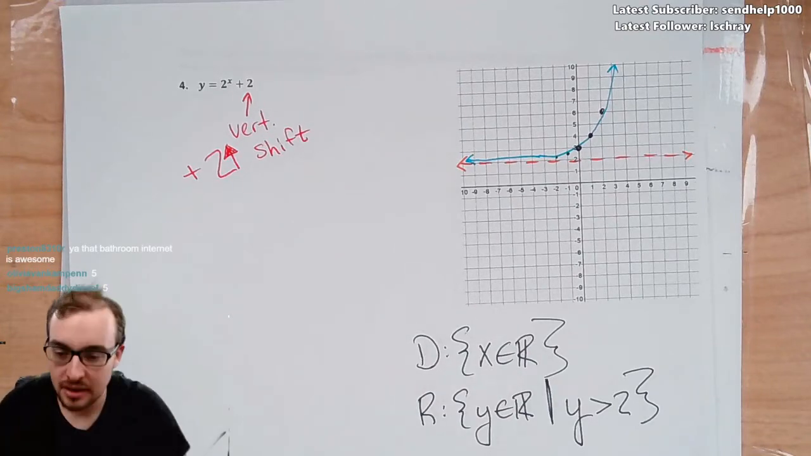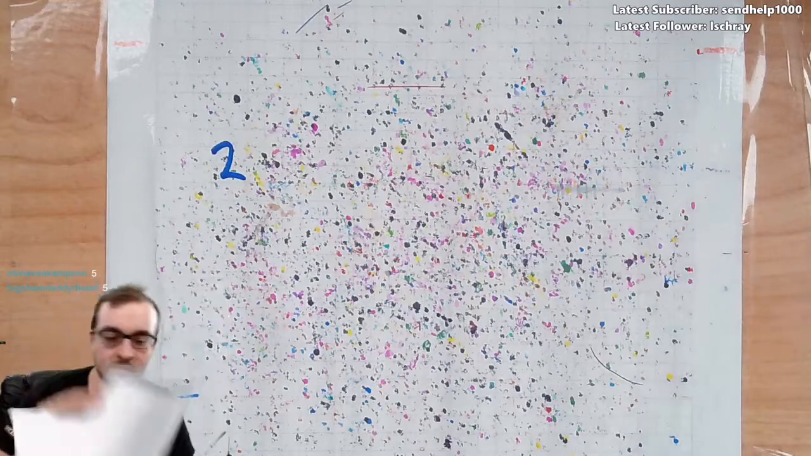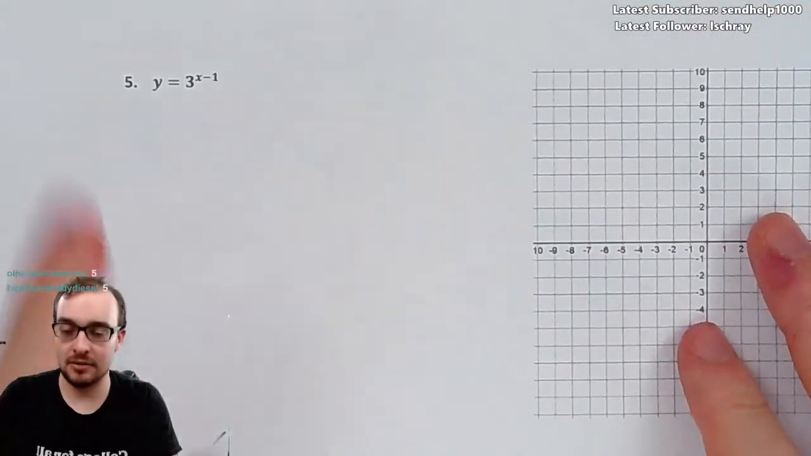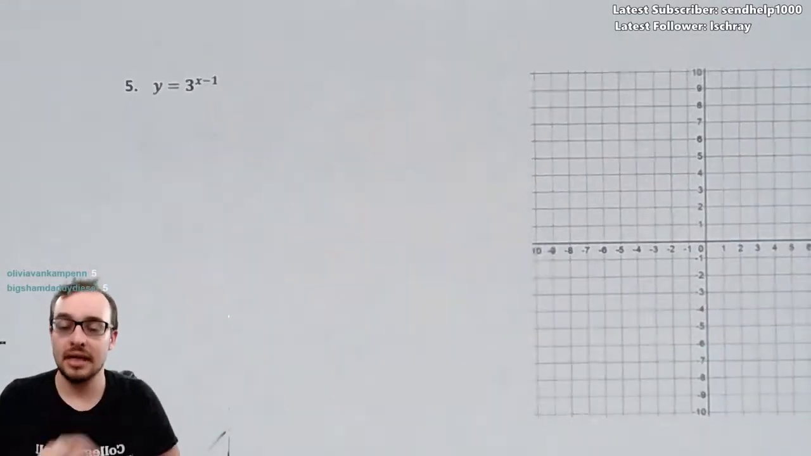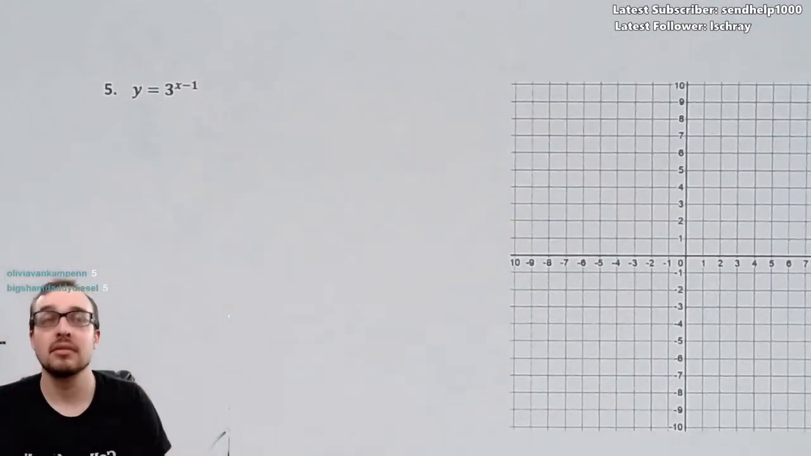Okay, awesome. Let's look at the next one. Let's look at number 5. So this one doesn't have a number on the outside, right? It has a number up here. Let's see how that's going to affect our graph. Okay?